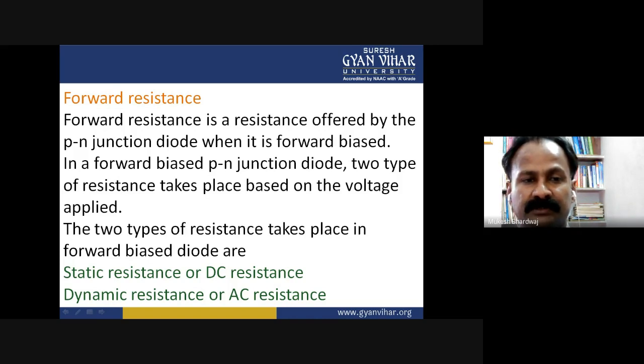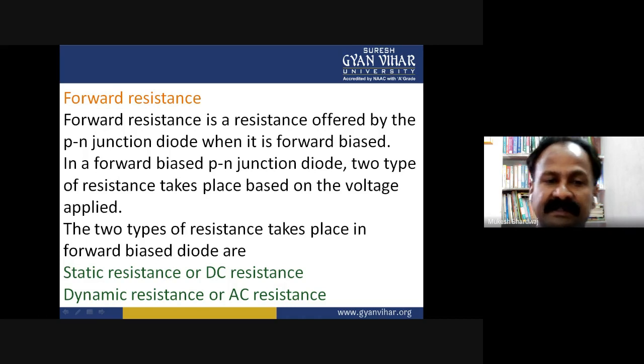In continuation to this topic, forward resistance is a resistance offered by the PN junction diode when it is forward biased. In a forward bias PN junction diode, two types of resistance take place based on the voltage applied: static resistance or DC resistance, and dynamic resistance or AC resistance.